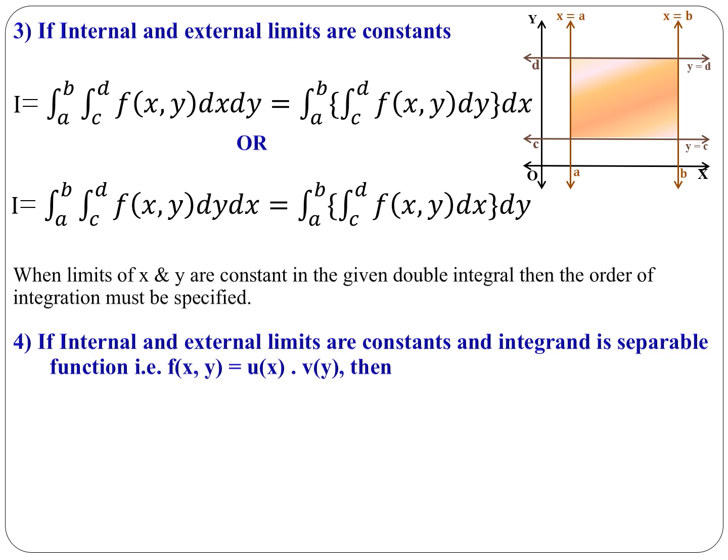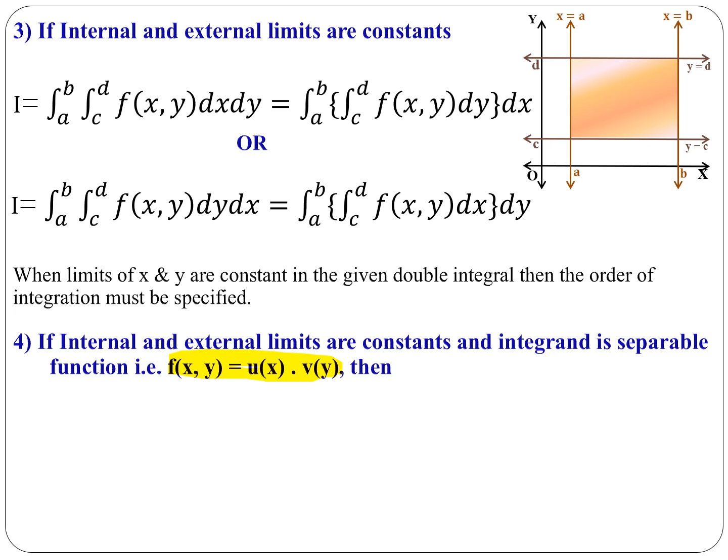Now the fourth category is when the limits are constant but your function is a separable function. What is the meaning of a separable function? Any function f(x,y) is a separable function if you can write it in a factored form, in which the first factor is a function of x only and the second factor is a function of y only. If you are able to write f(x,y) as a multiplication of two functions, the first a function of x and the second a function of y, then it is called a separable function.